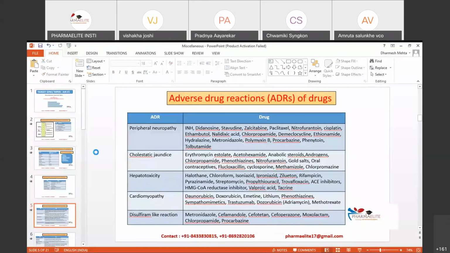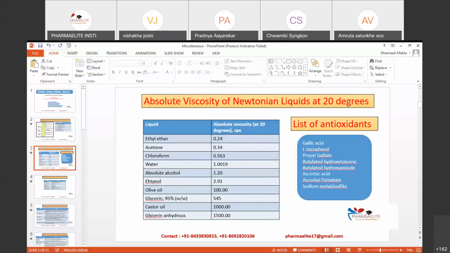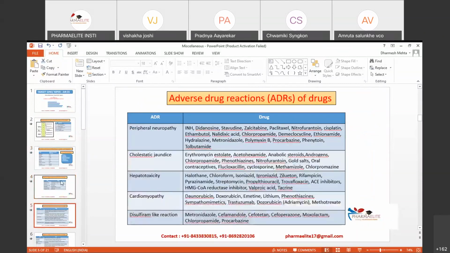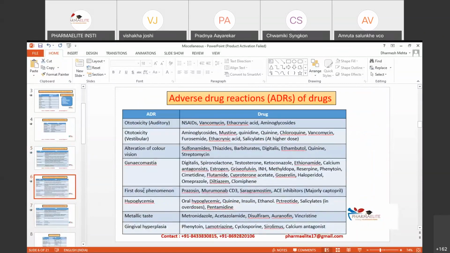Here I just mentioned viscosities of different liquids at different temperatures. Same way you have a different list for dielectric constant of liquids, same way you have for solubility in different solvents. It's a different table altogether to make things easy. The drugs which have same ADR of gynecomastia, drugs which have the same ADR of gingival hyperplasia.